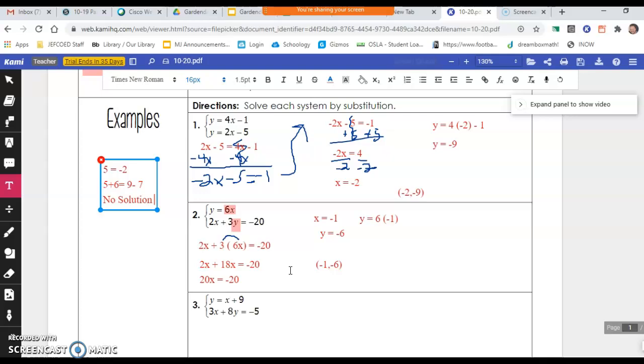What type of lines would those be? Think back to yesterday. Yesterday we had one solution, no solution, infinite. What type of lines would they be? It would be what? It would be parallel. Okay? Now, which is going to my next one.